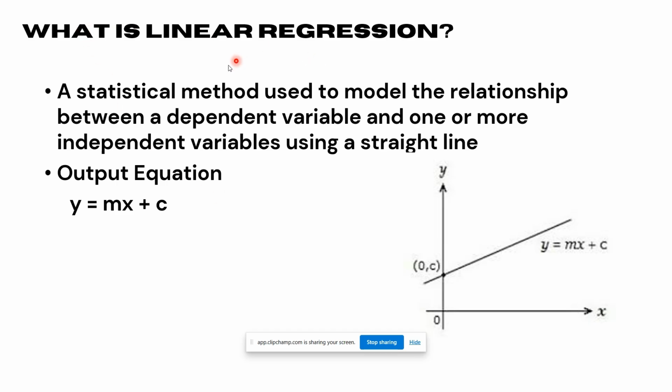So what is linear regression? Linear regression is a statistical method that is used to model the relationship between independent and dependent variable using a straight line. So the equation of the line is y equals mx plus c.